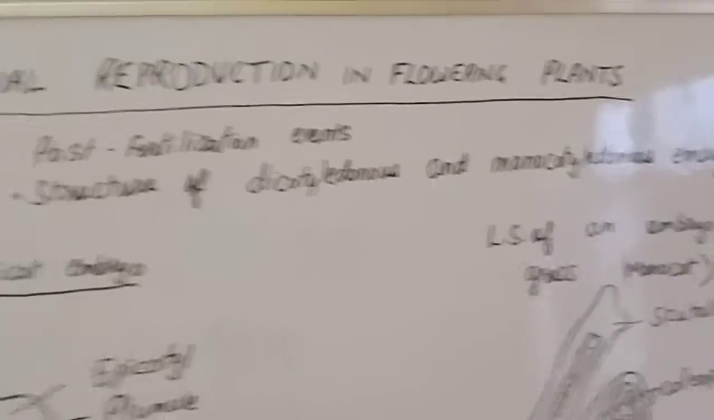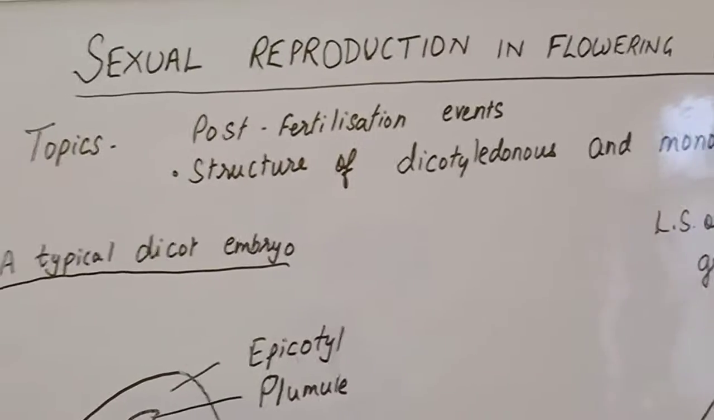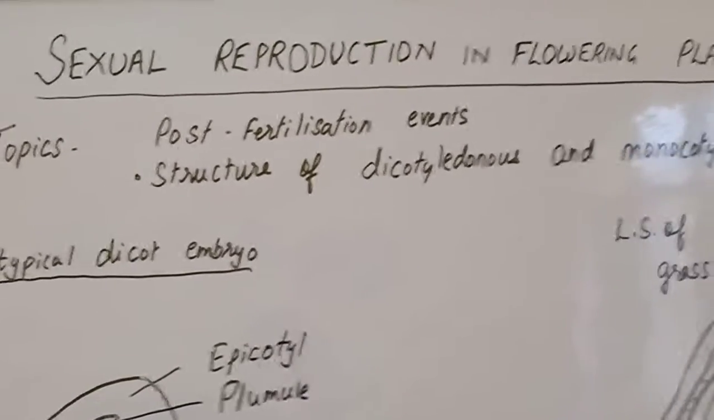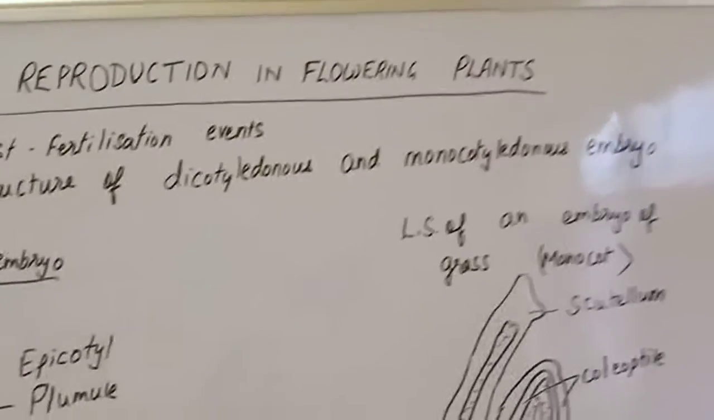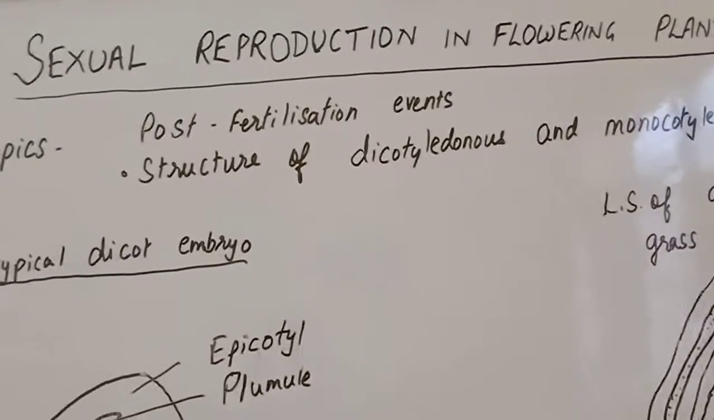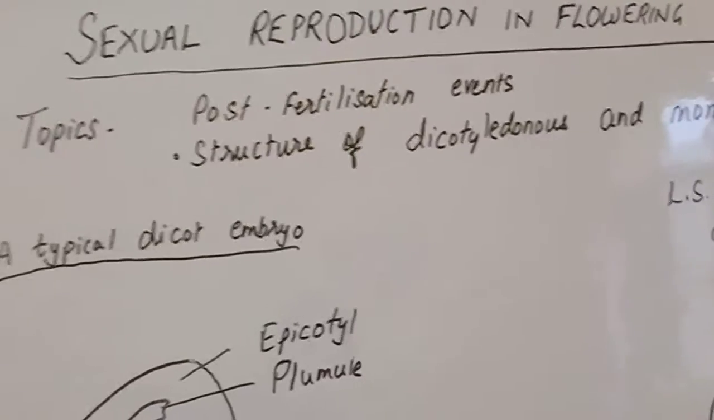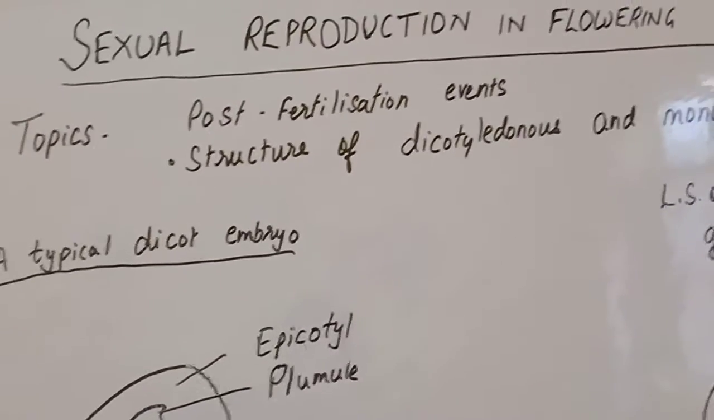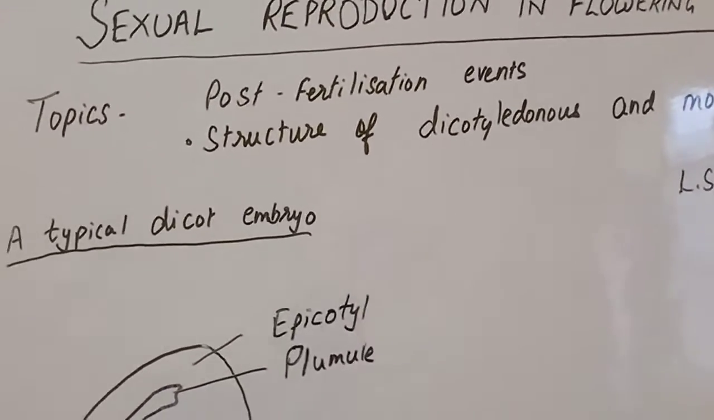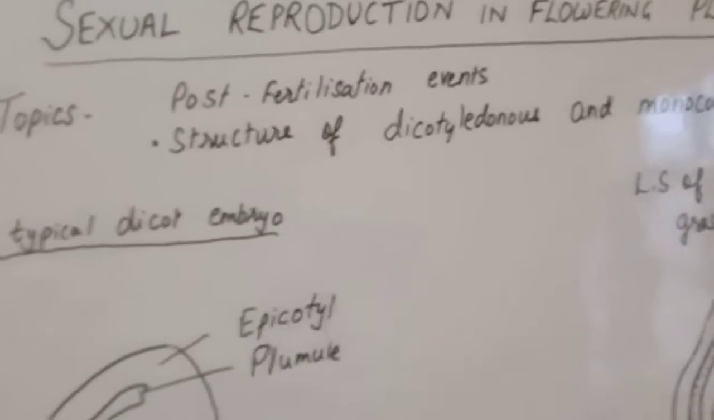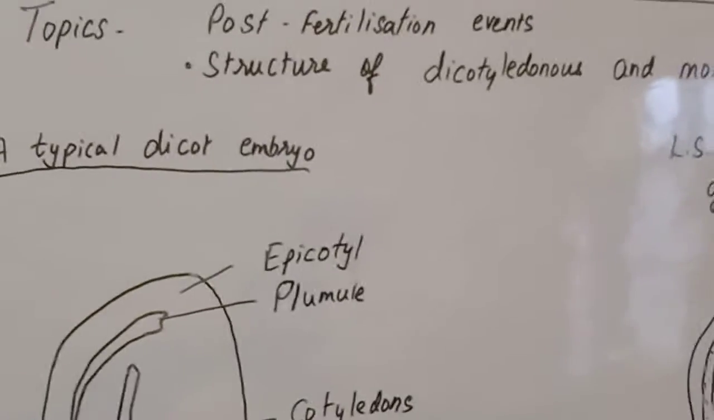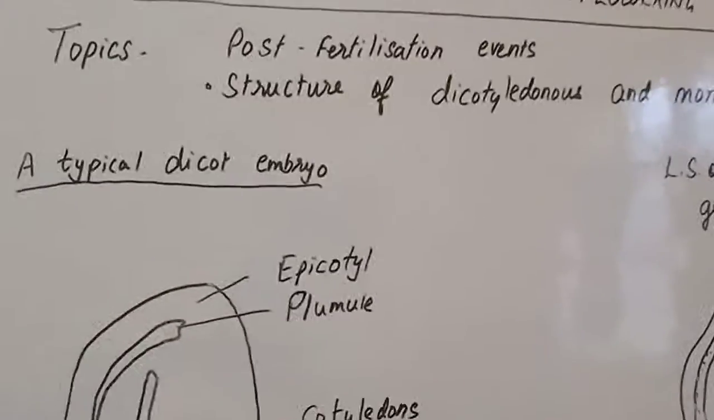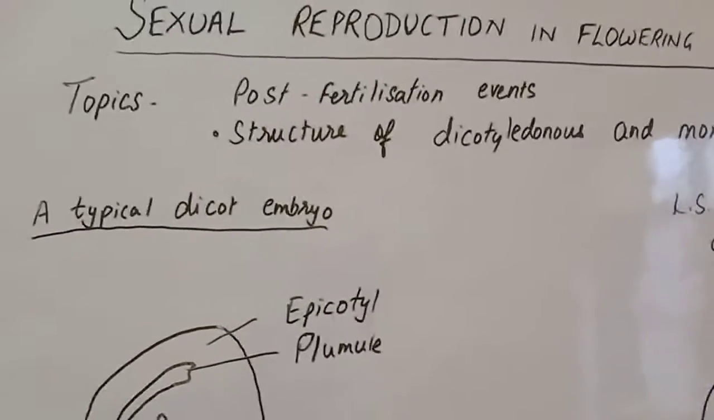Today's topics are post-fertilization events, in which we will study the structure of dicotyledonous and monocotyledonous embryo. In the previous video we studied, under the post-fertilization events, the development of endosperm from primary endosperm nucleus and development of embryo from zygote. Now today we will be studying the typical dicot embryo.